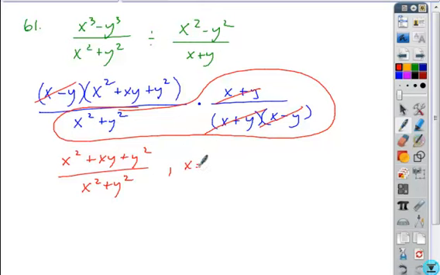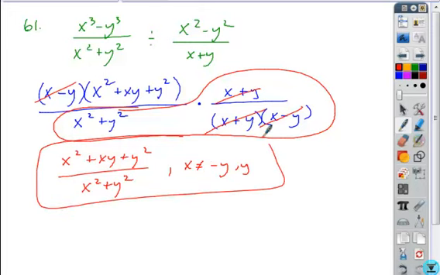We do see that x cannot be a negative y here, a positive y here, and a negative y up here, which we've already identified. So this would be the form of our answer.